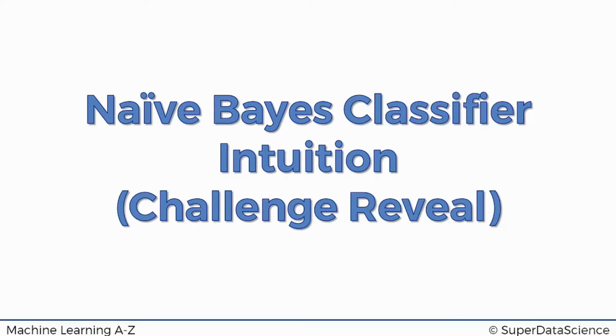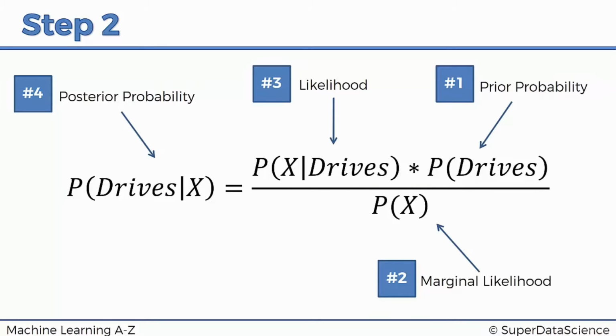In today's tutorial, I'm going to show you my solution of the challenge that I threw at you last time. So in the previous tutorial, we had the challenge to calculate the posterior probability of somebody being a person that drives to work, given that they are placed in the position where we are placing the new observation for our dataset. So basically, what is the likelihood of that new observation representing a person who drives to work?